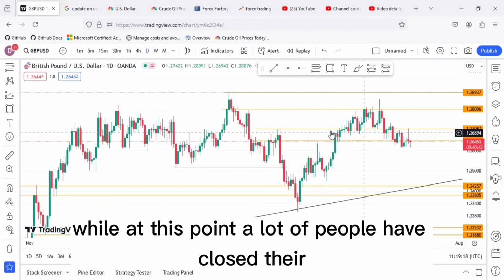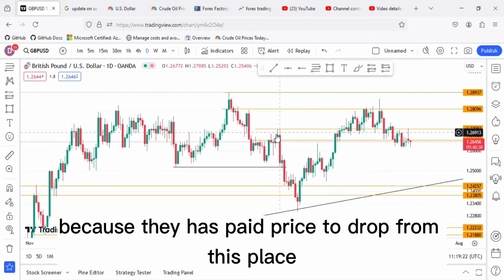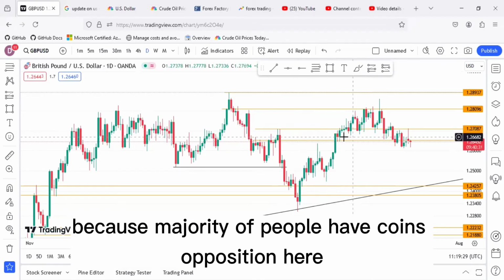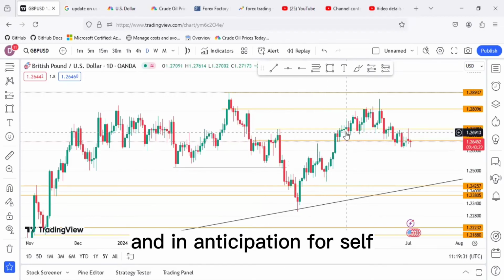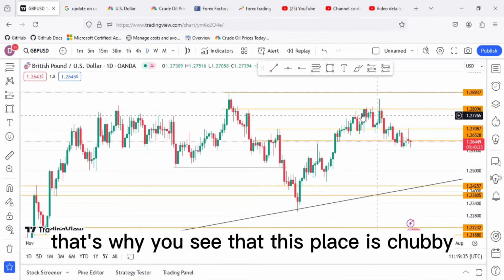Why? At this point, a lot of people have closed their position because they expect the price to drop from this place. And that is why you are not really seeing buying pressure here, because the majority of people have closed their position here in anticipation of a sell. But because price is not holding, that's why you see that this place is choppy.